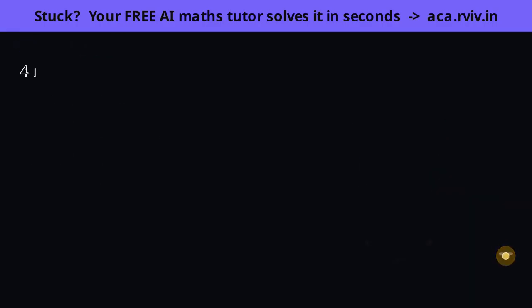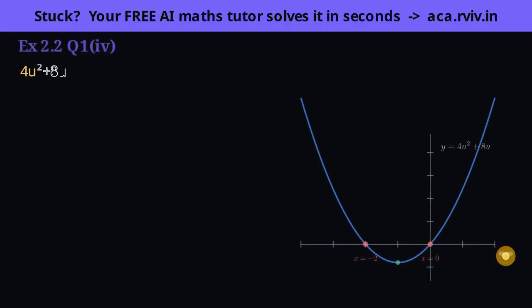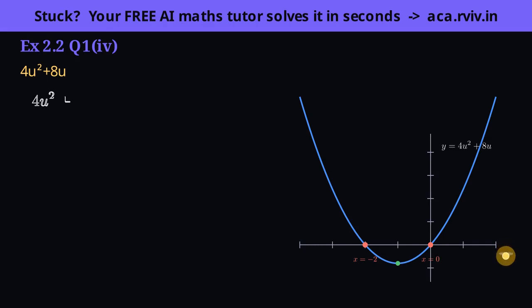Part 4 has no constant term at all, and that gap is actually a gift, because it makes the factoring trivial. Let's set up. With no constant term, both terms already carry a factor of u, so we don't split, we just pull out the common piece directly. Both terms share 4u, so factor it out to leave 4u times u plus 2.